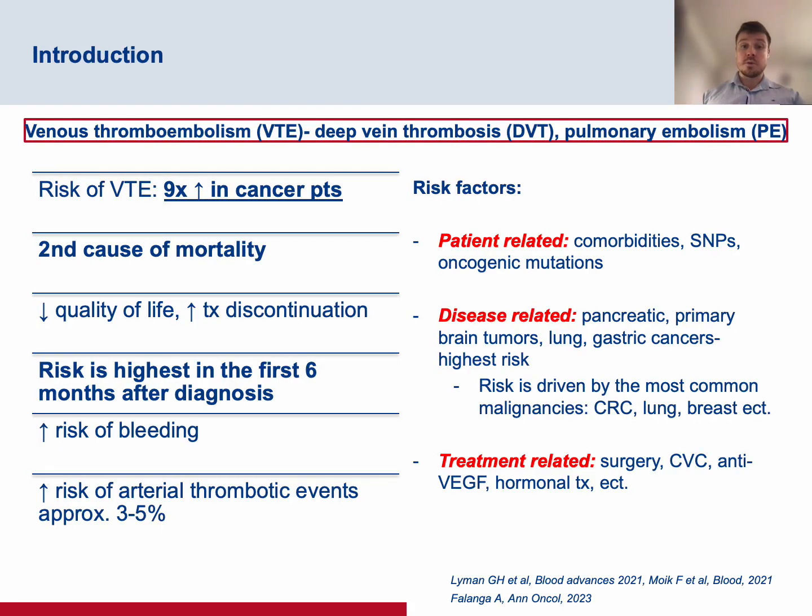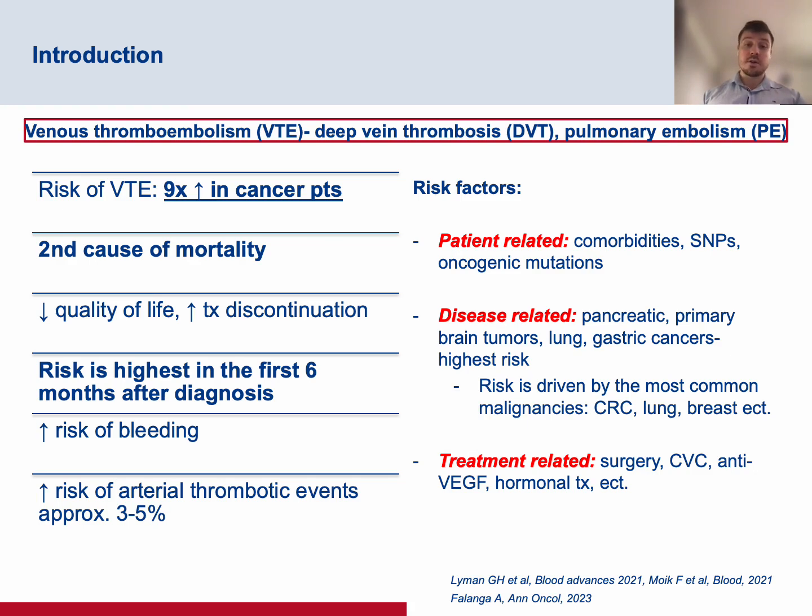Venous thromboembolism, or short VTE, is comprised of deep vein thrombosis (DVT) or pulmonary embolism (PE). Cancer patients have a 9-time higher risk of VTE in comparison to the general population. It's their second cause of mortality, and it decreases their quality of life and increases therapy discontinuation rate. The risk is highest in the first 6 months after the diagnosis, and cancer patients have also an increased risk of bleeding and increased risk of arterial thrombotic events by 3 to 5%.